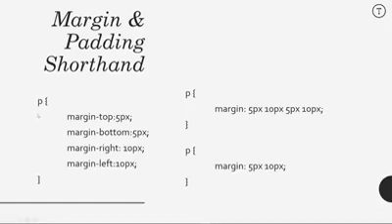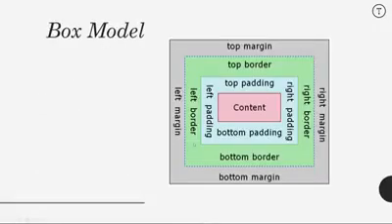Now in this example we're using margin for this paragraph. So we're saying we want the margin top to be 5 pixels, the margin bottom 5, the margin right to be 10, and the margin left to be 10. So if we look at our box model here, it is the top and bottom margin that we want to be 5.